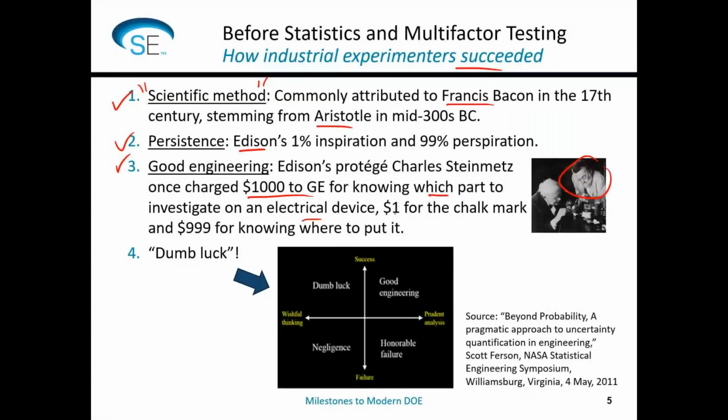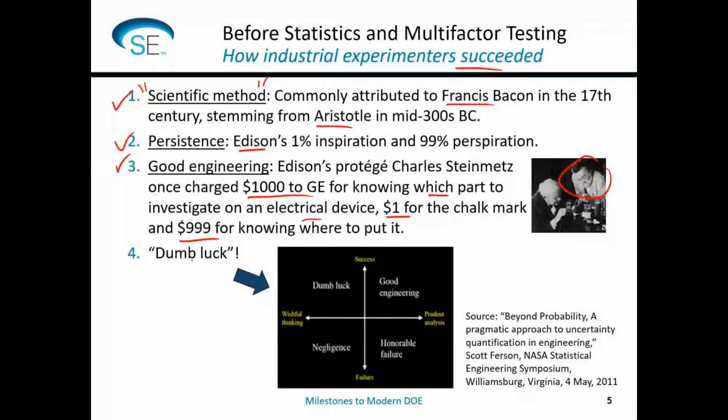He charged $1 for the chalk mark and $999 for knowing where to put that chalk mark. So that's a pretty good presentation of how good engineering and good science is really number one. And of course, persistence and scientific method doesn't hurt. But then we get into number four, which is just dumb luck.